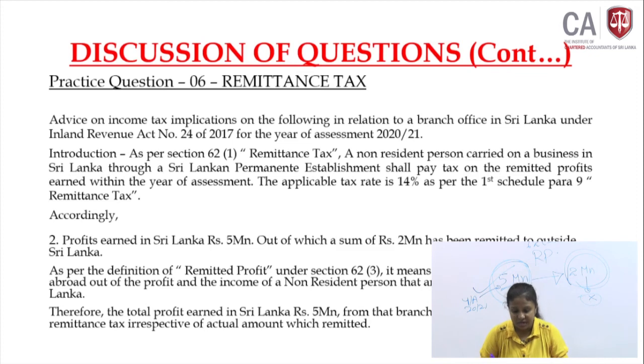Then non-resident persons that are subject to income tax in Sri Lanka, very critical. If it is paying income tax, at what amount does it pay in Sri Lanka? If this is the amount, 5 million. Okay. Therefore, the total profit earned in Sri Lanka, rupees 5 million, from that branch office is liable to pay 14% remittance tax irrespective of the actual amount which is remitted. Is that clear? These are different scenarios which can be tested in your examination. I think this provision is clear. Please go through these areas again.